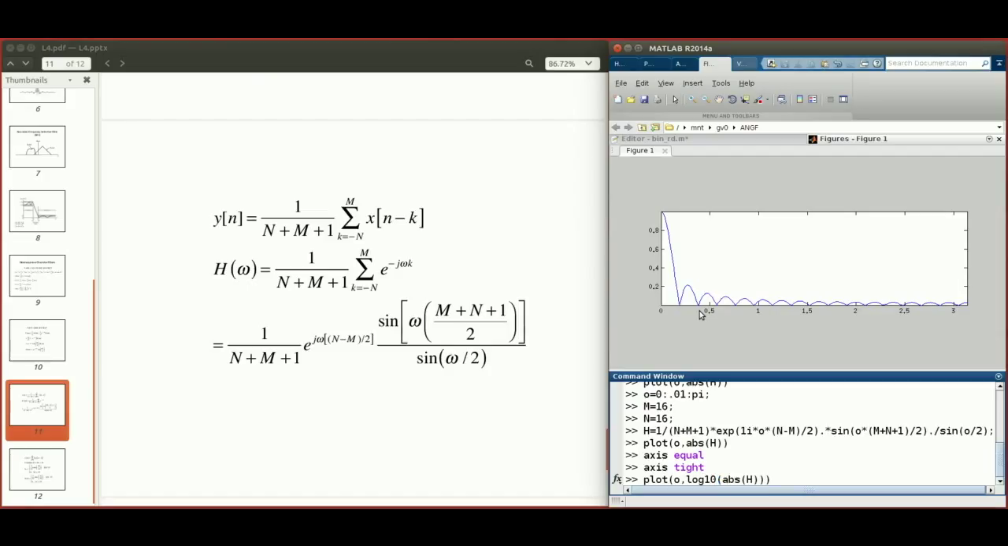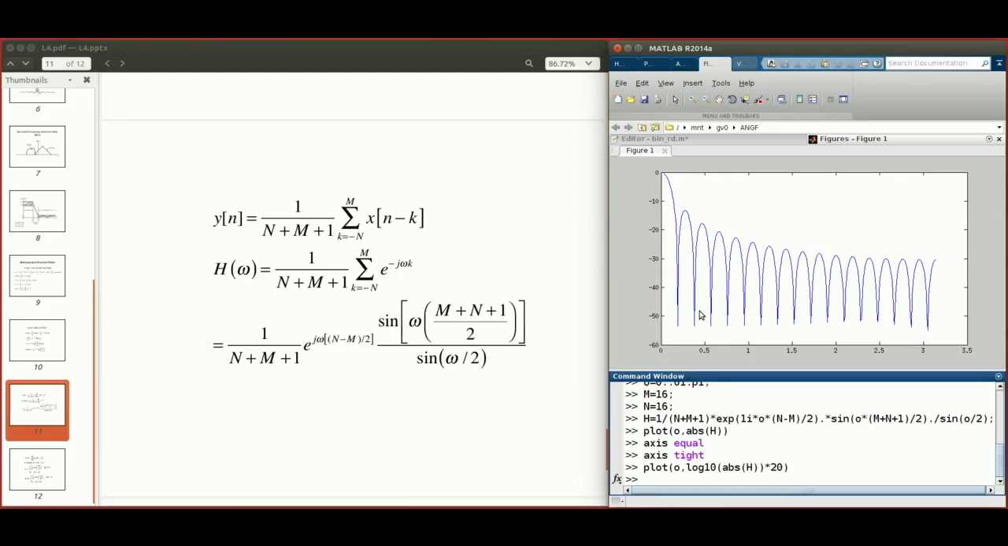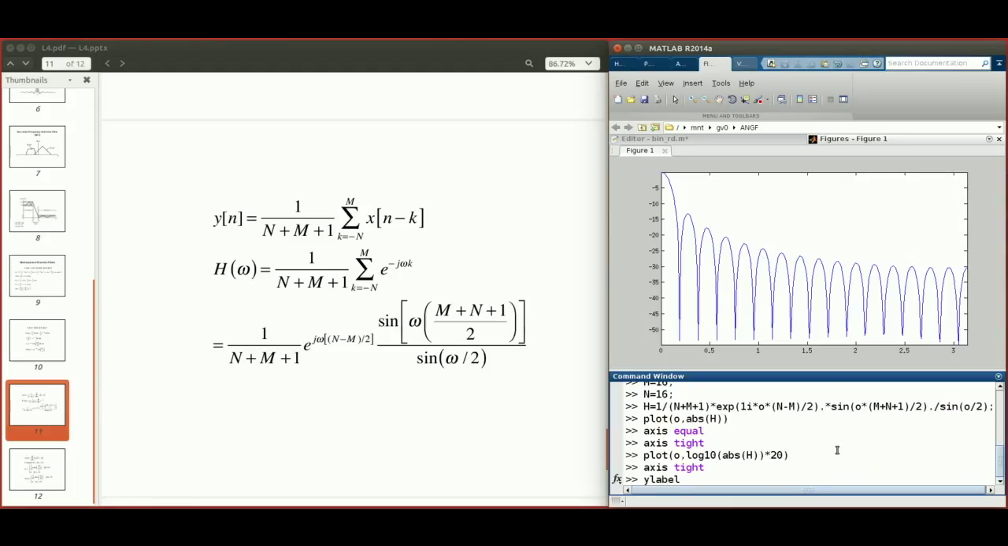right? If you do the log 10 and then multiply by a factor of 20, right? So if you plot it like that, you basically take log 10 of the absolute value. The absolute value is called the gain of the filter, multiplied by 20. Then the vertical axis has a unit called dB. So the Y label for this particular plot is basically dB. And that's a common convention to use to represent or plot the gain of a filter.